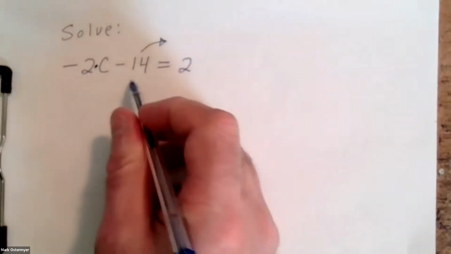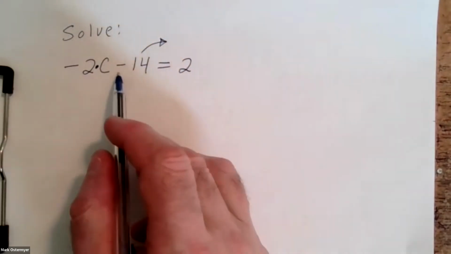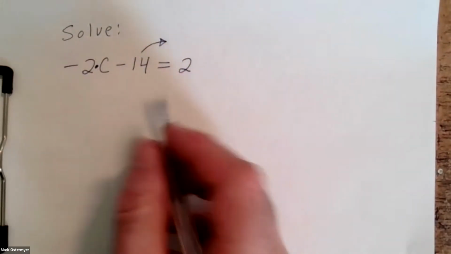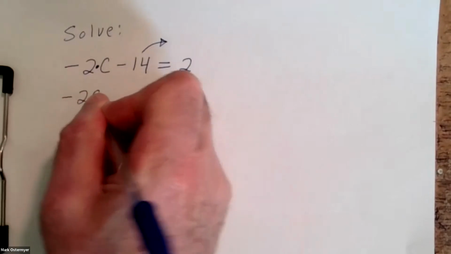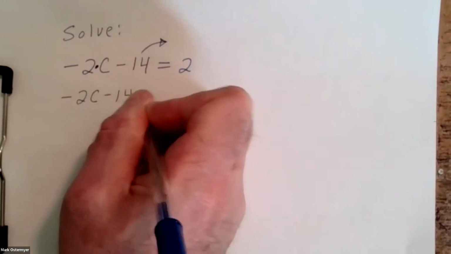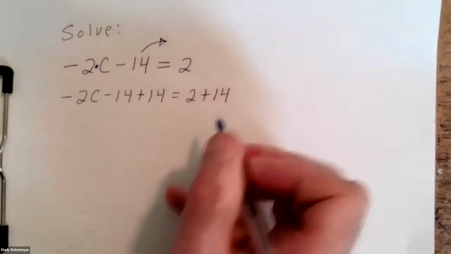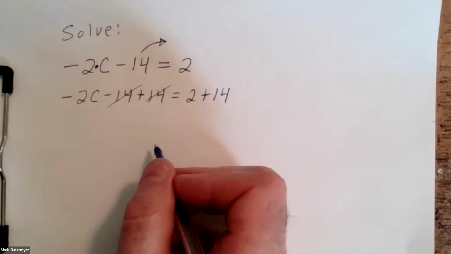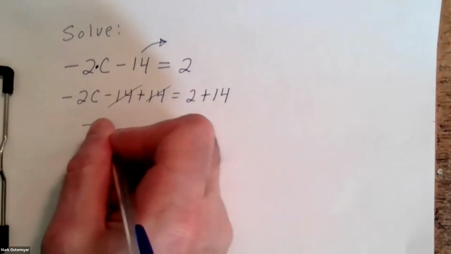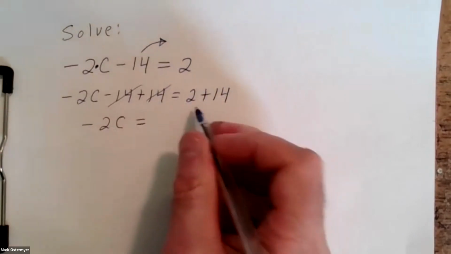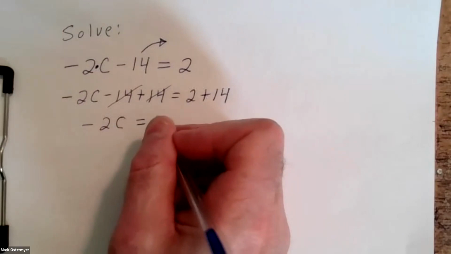But how do you move a negative to the other side of the equation? What's the inverse of subtraction? That would be addition. So the first thing I'm going to do is add 14 to the left side and to the right side of my equation. The 14s drop out on the left side to 0, or cancel out, leaving us with -2c. And on the right side, we have 2 plus 14, which is 16.